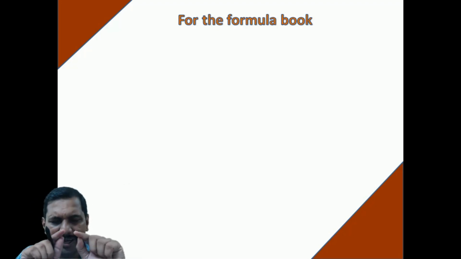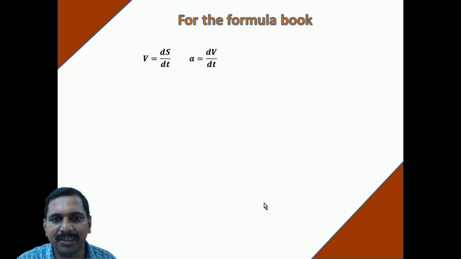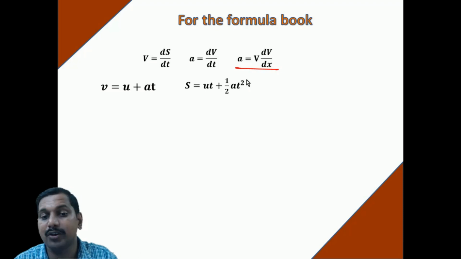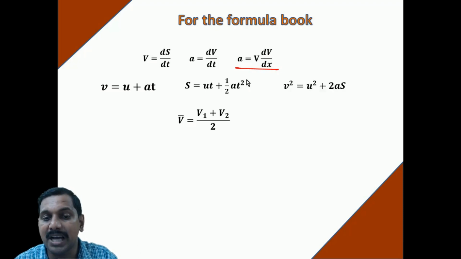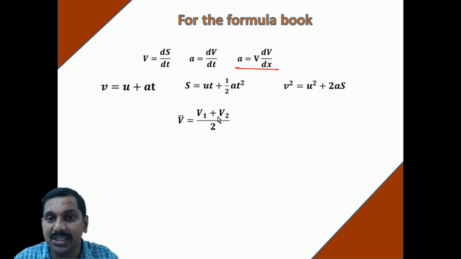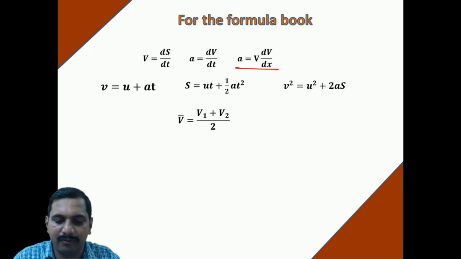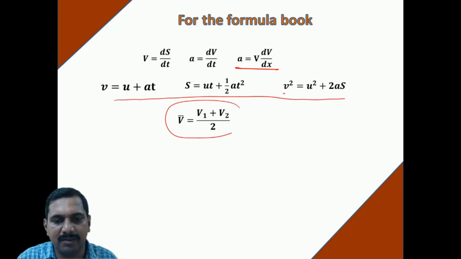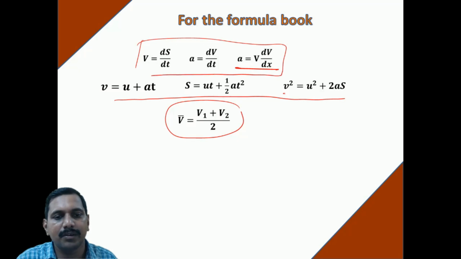In that case, physics may have 3 or 4 books. And generally what happens, we have to take a small A5 size book, which is handy to carry. And in that we will jot down the formulas which we have derived till now. Velocity is ds by dt, acceleration is dv by dt. Acceleration also can be written as v into dv by dx. And v is equal to u plus at, s is equal to ut plus half at square. In between we got average velocity, v1 plus v2 divided by 2, and we got v square is equal to u square plus 2as. These three are the kinematic equations. This is average velocity, this is basic definitions.